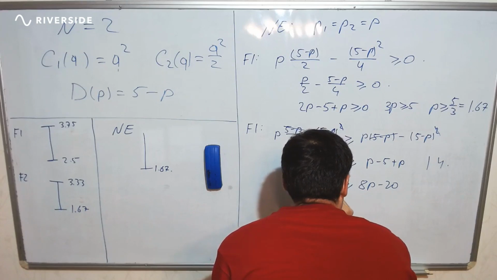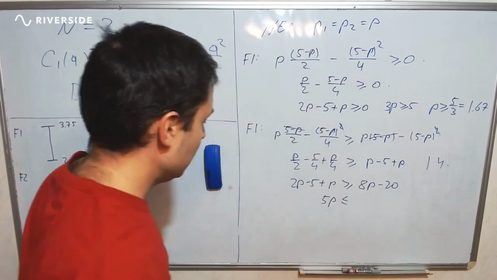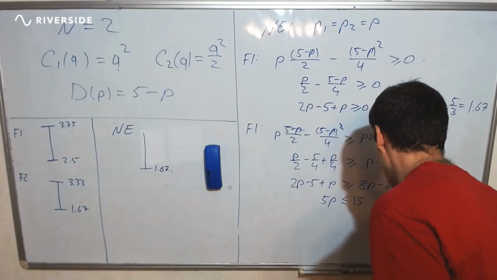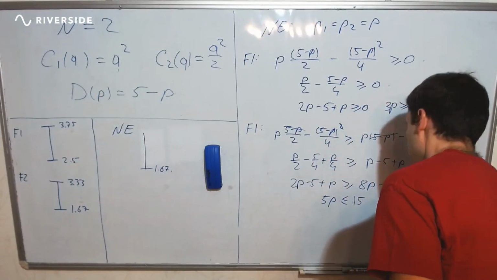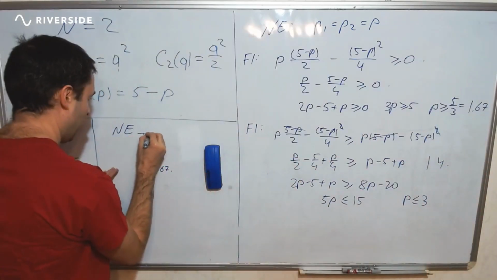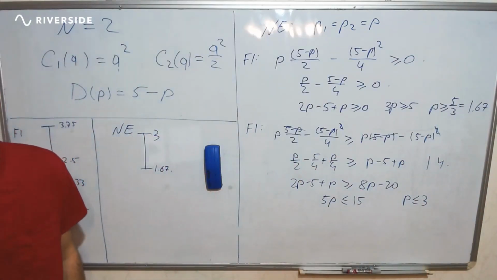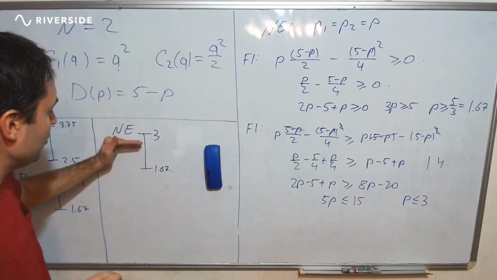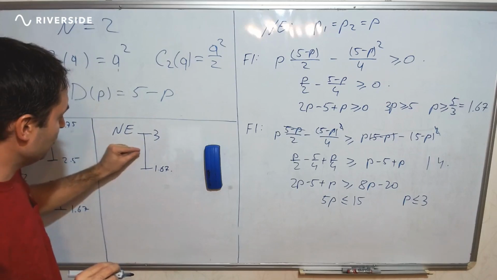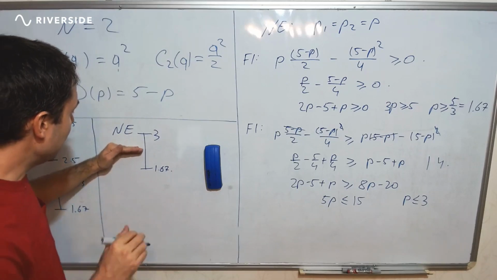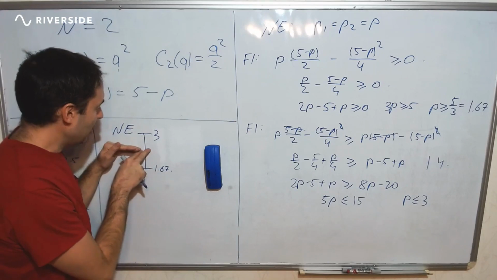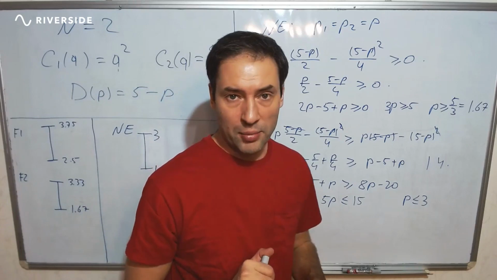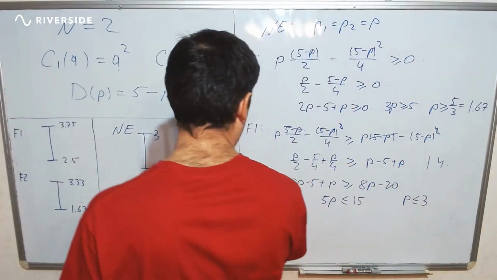3p, 8p, so we'll have 5p on this side. Sign will change, and on the other side we'll have 20 minus 5, so 15. So p must be less than 3. Okay. So effectively, if price is below 3, if we're in this range somewhere from 2 and from 1 and from 2 sitting in this range at the same price, then firm 1 is profitable, and it doesn't have any incentive to undercut because it actually enjoys a bigger profit by sharing the market with firm 2.